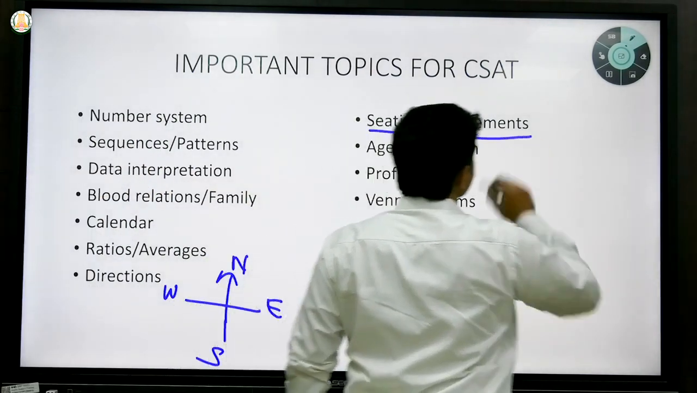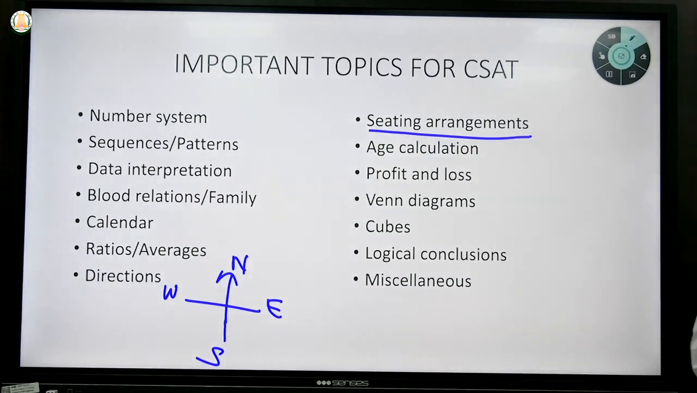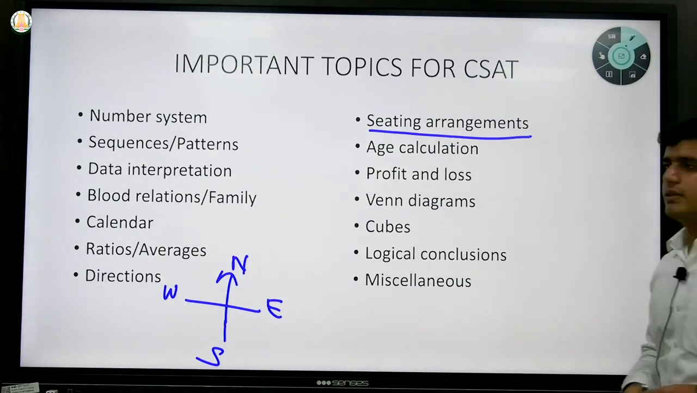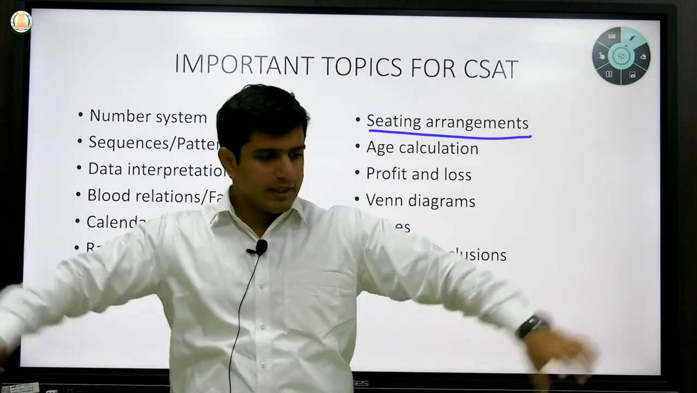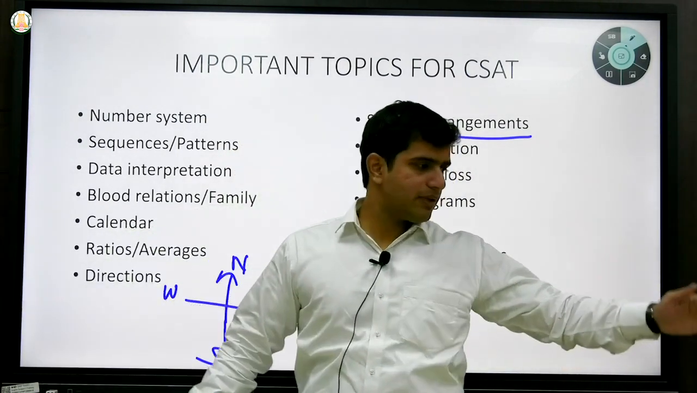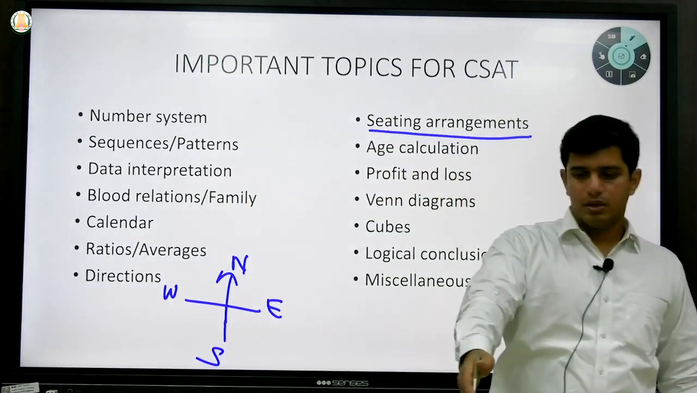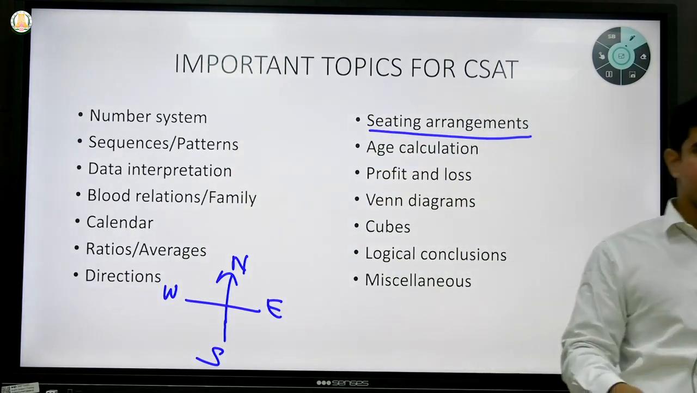Seating arrangement. These are also another type of questions where they say people are sitting in a particular arrangement, let's say they are sitting in a row. They'll tell from the first position, a person is sitting in the 17th place.